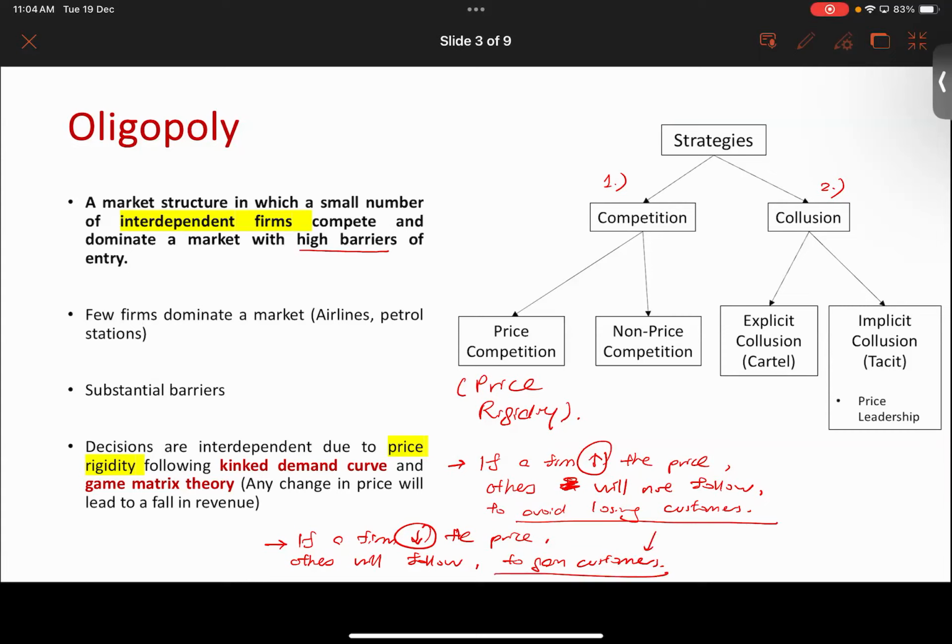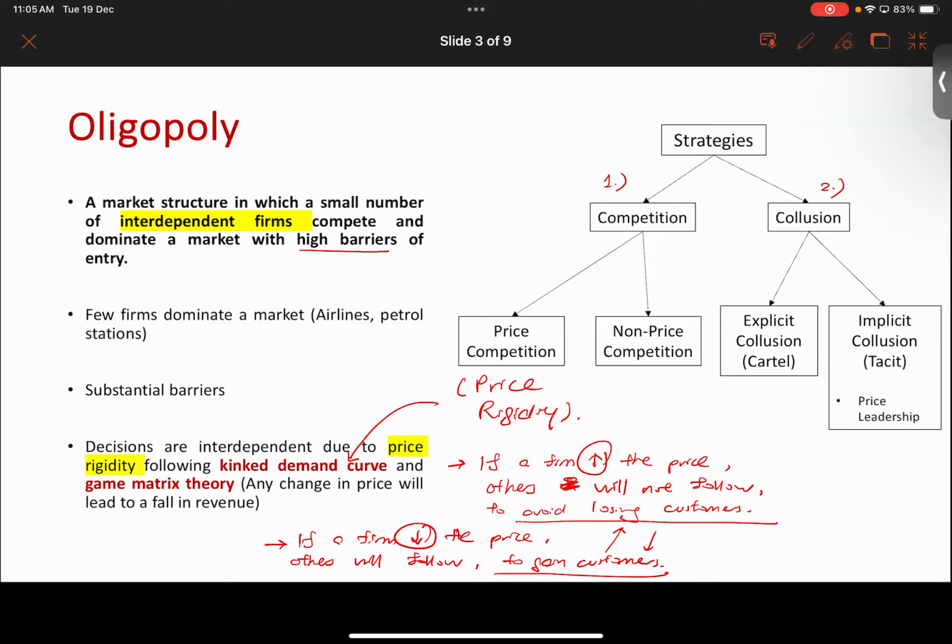So here it's the same thing as well. If you reduce the prices, others will follow. Why? Because they don't want to lose the customers. Same rationale. So here you can see that there's price rigidity. That means you cannot simply control the prices, although you can. If that is not going to work, then you can go for non-price competition. Non-price competition is to compete in terms of quality, designs, attributes, the characteristics of the product itself. Later on, when we talk about price rigidity, we will link it to the kinked demand curve in a while.